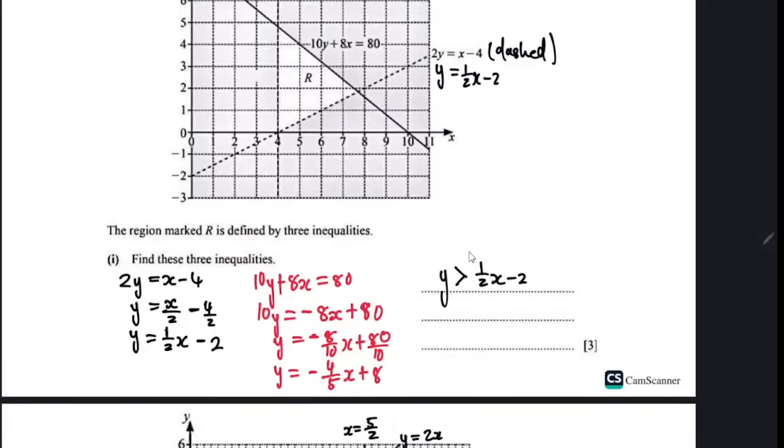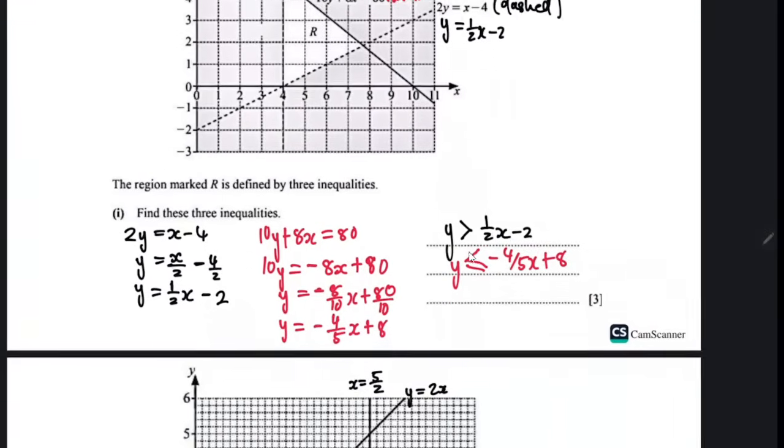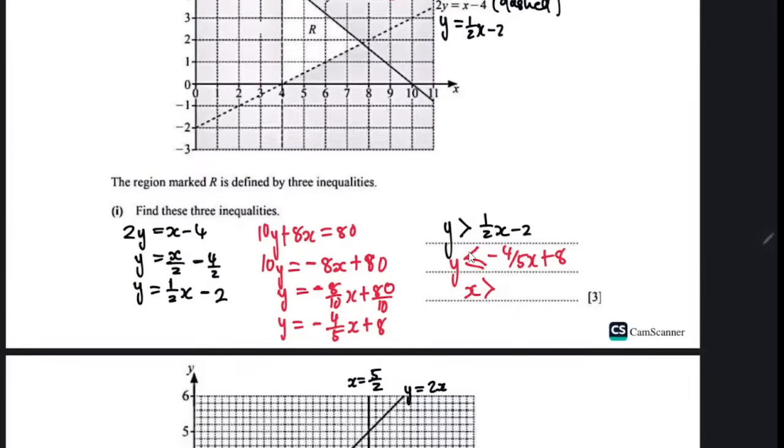Now, we've changed, and you can see that this is a solid line. And you can see the region is below it. So you would write it now to say y is less than or equal to, because it's a solid line. Then you now say negative 4 over 5x plus 8. Then the last one is x equal to 4. You can see that the region R is on the right side of it, and it's dashed. So this is a dashed line. So there is no or equal to. The region is on the right, so we put greater than. So x is greater than 4.